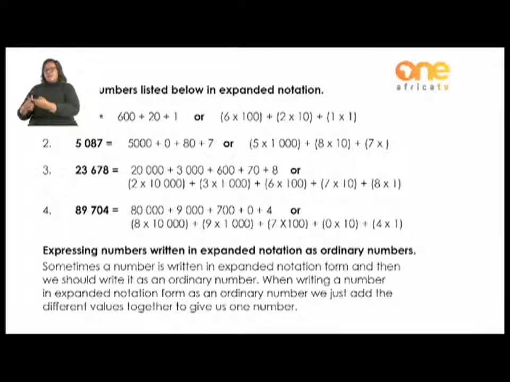So this is where they give us the number and they want us to write it in expanded notation. Now let's see. They also say expressing numbers written in expanded notation as ordinary numbers. Sometimes a number is already written in expanded notation form, and then we should write it as an ordinary number. When writing a number in expanded notation form as an ordinary number, we just add the different values together to give us one number.